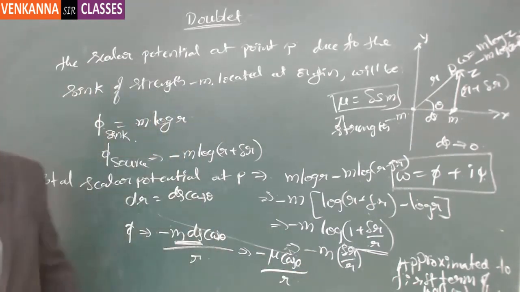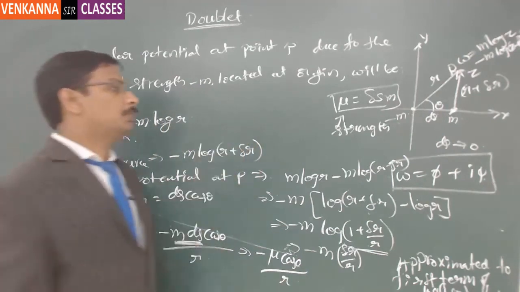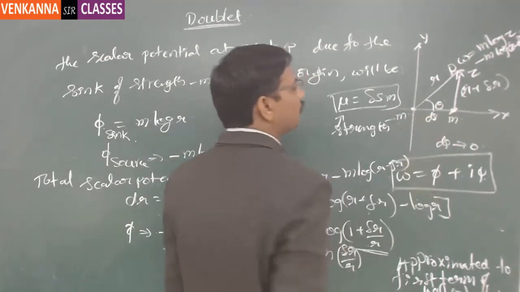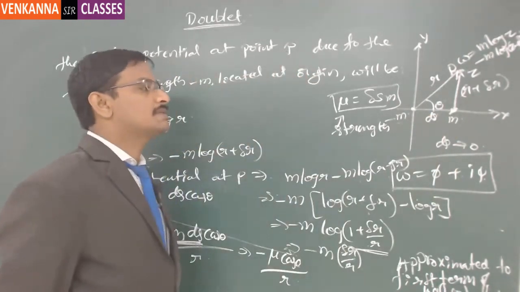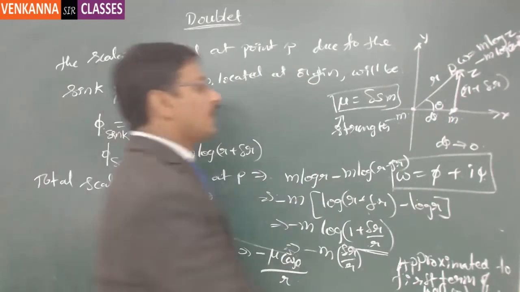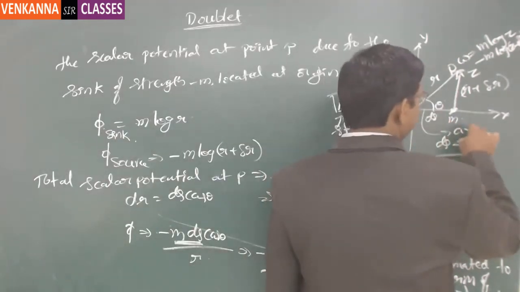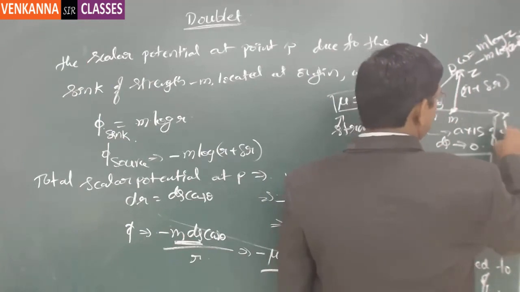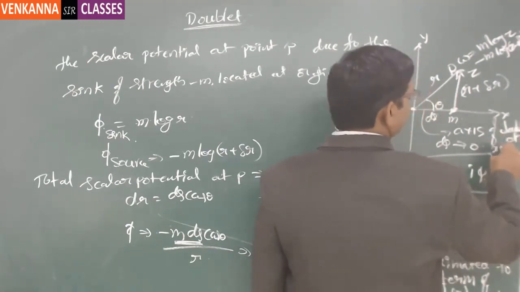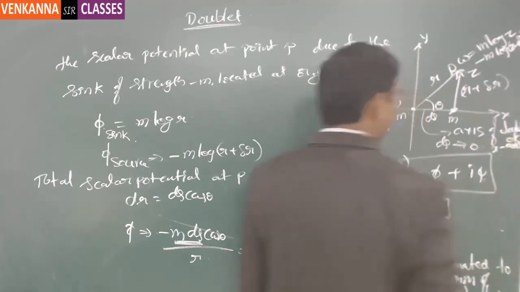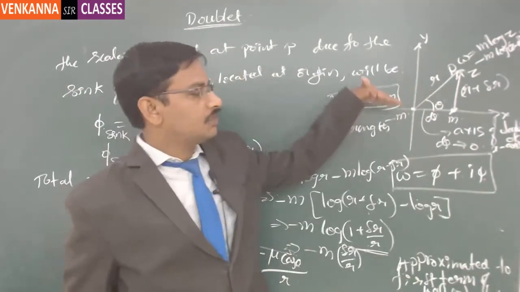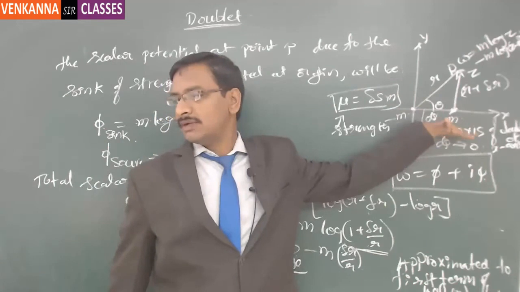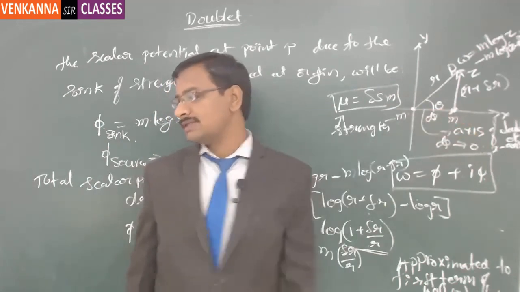Got it? This is the scalar potential at the point P because of the doublet, which is located at the origin and whose axis is along the x-axis. So the axis of doublet, we mean the line on which it lies. This is what we call the axis of the doublet.